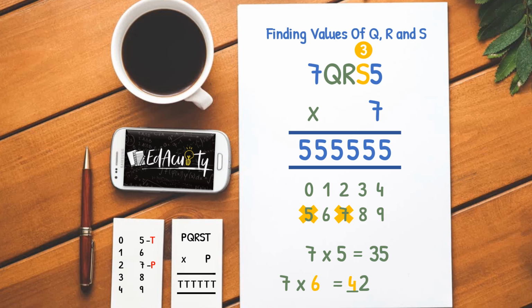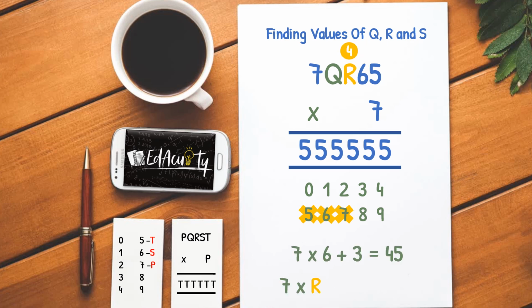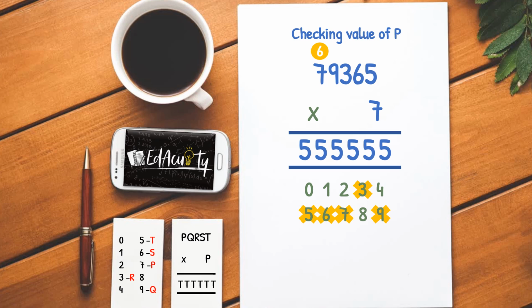Similarly, the value of R and Q can also be found. Just have a look at how the process of finding R and Q takes place. You can pause the video here if you want. Thus, the value of R is 3 and that of Q is 9.